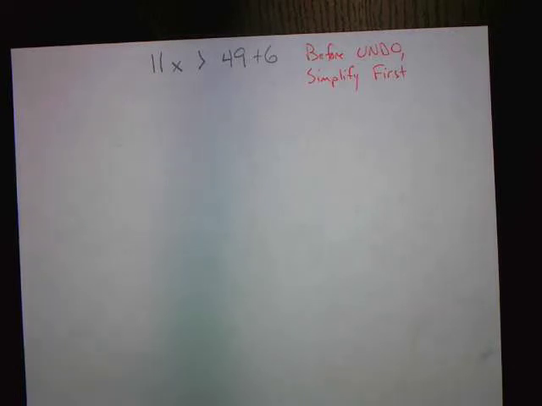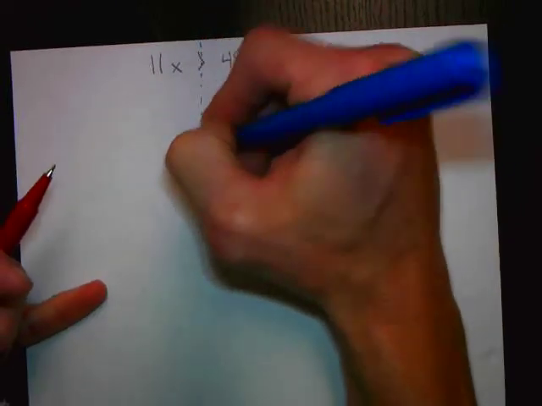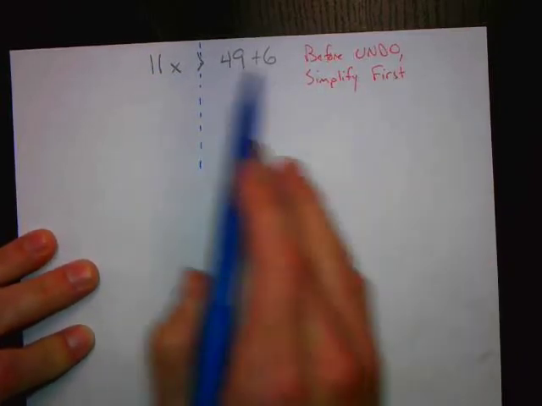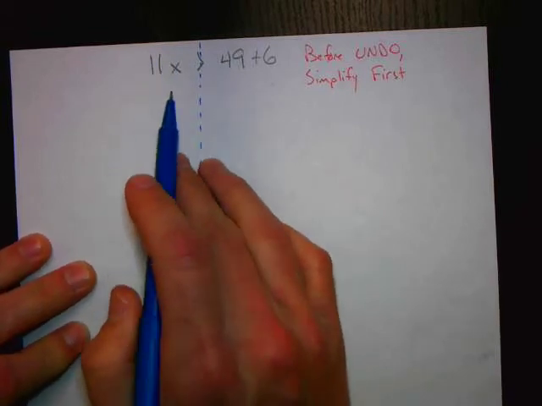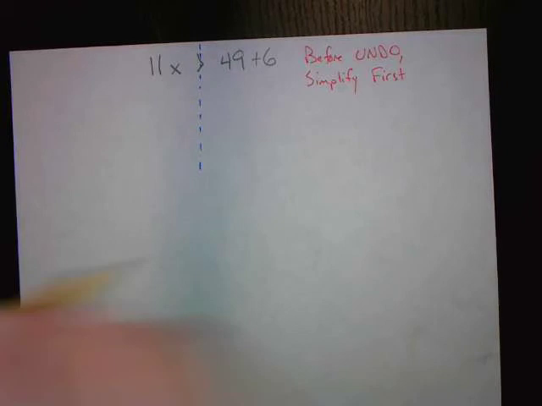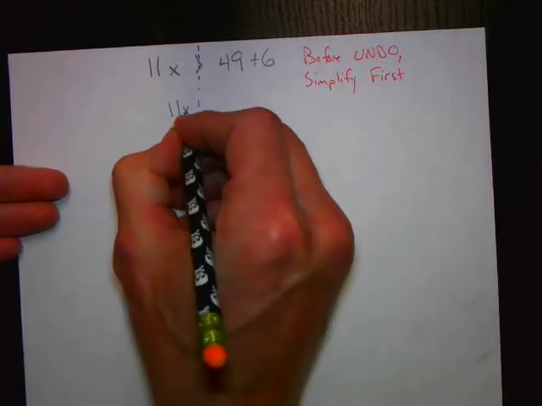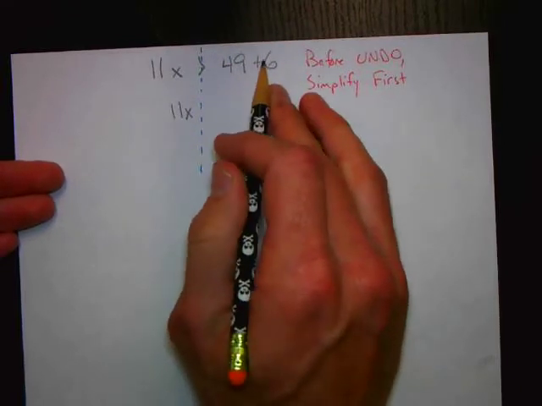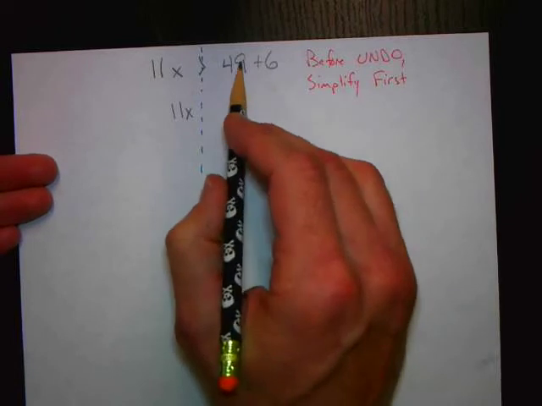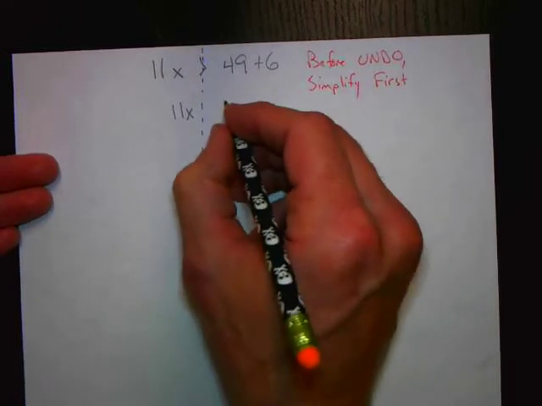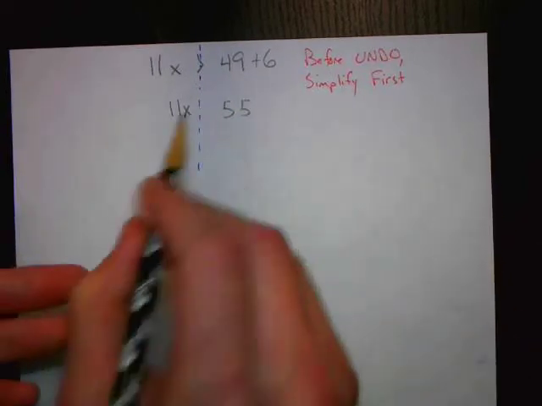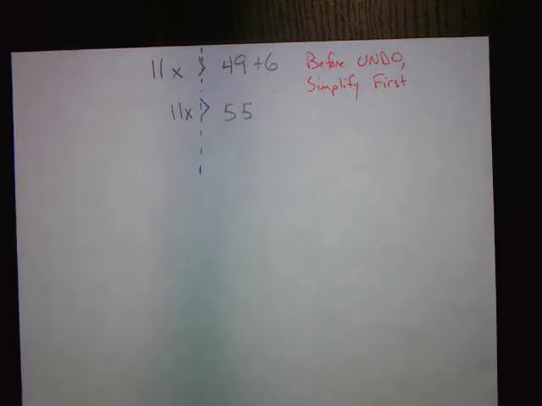And again, we look at this inequality with a left-hand side and a right-hand side. So on the left-hand side, is there anything to simplify? On the left-hand side, we have 11x. We cannot get simpler than that. That's all we can do. On the right-hand side, we have 49 plus 6. Can we simplify that? Well, 49 plus 6 happens to be 55. So we can simplify that side. We get 55. And we haven't changed anything. We haven't divided by a negative, so the inequality symbol remains the same.